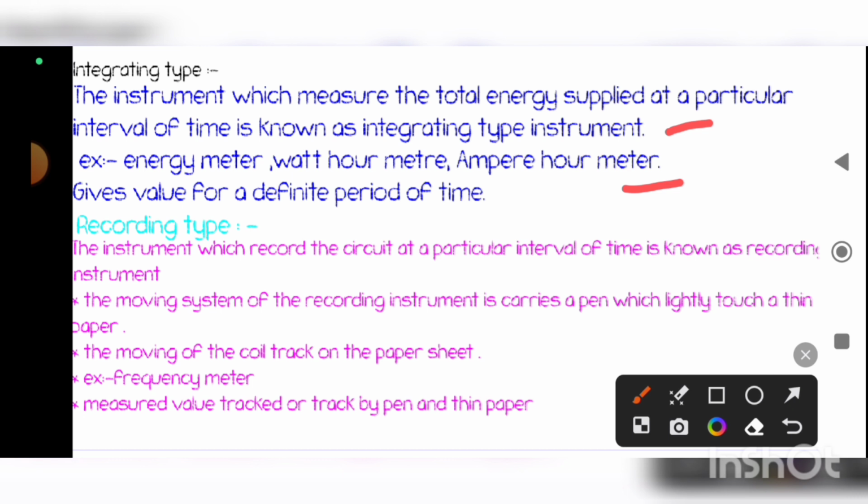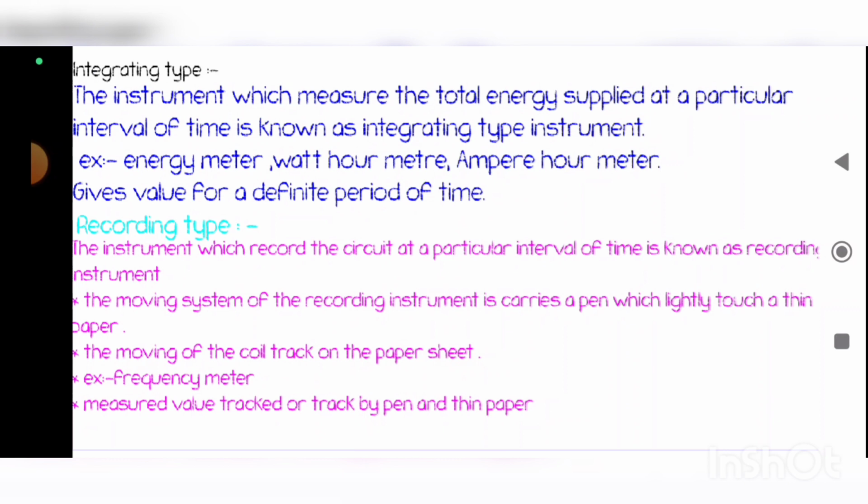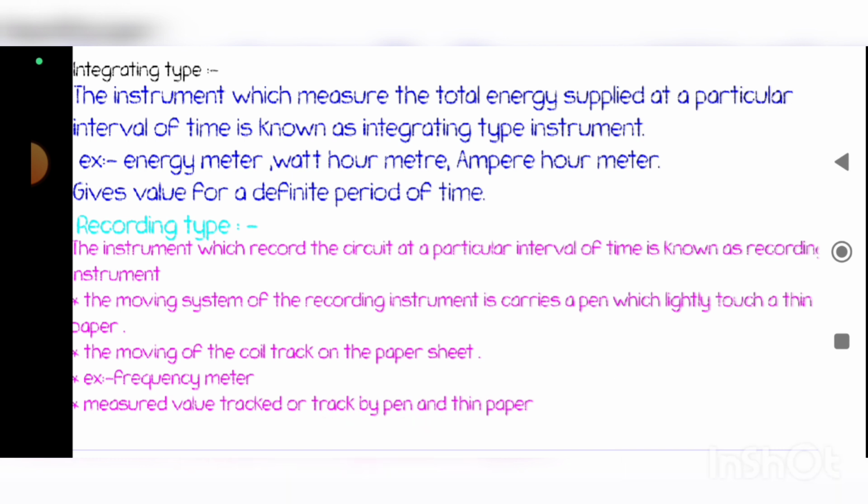Then the third one is recording type. The instrument which records the circuit quantity over a particular interval of time is known as a recording type instrument. The moving system of a recording instrument carries a pen which lightly touches a thin paper. The movement of the coil is tracked on the paper sheet. For example, frequency meter. The measured value is tracked by pen and paper. Thank you all.